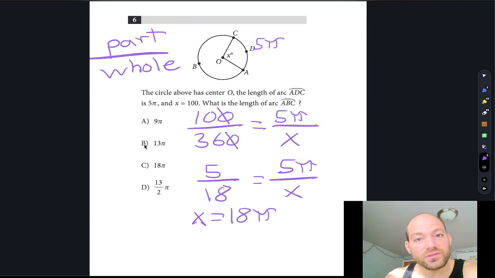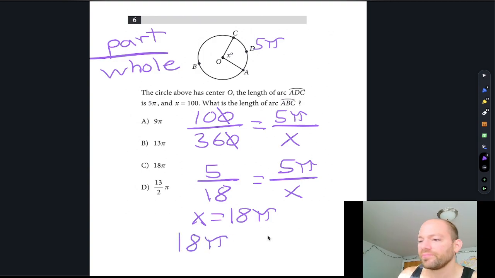Did they ask for the circumference? No, that's what that is, right? We're doing part over whole. They asked for a different thing, didn't they? They asked for the length of arc ABC, the other part. So we just found that the circumference is 18 pi. So what we need to do is take the whole circumference, 18 pi, and subtract the arc length we were given, and that'll give us everything else, 13 pi.